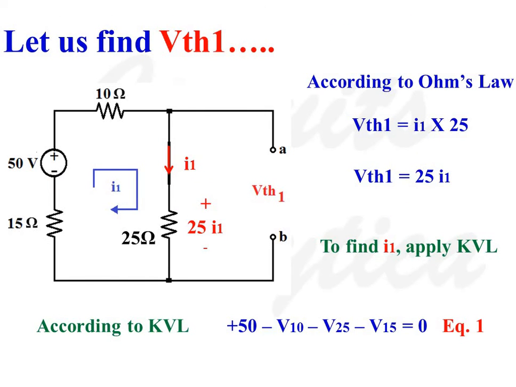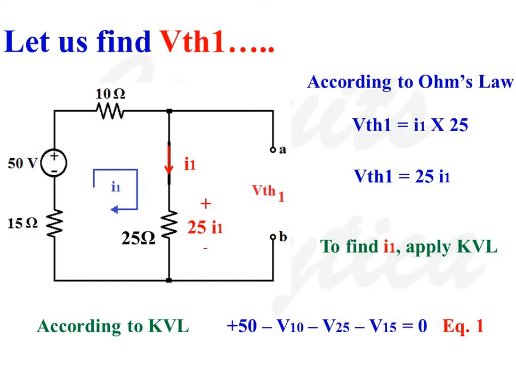Let us find VTH1. VTH1 is the voltage drop across the 25 ohms resistance. So according to Ohm's law, VTH1 is equal to I1 into 25, that is VTH1 is equal to 25 I1, where I1 is the current sourced by the independent voltage source of value 50 volt. To find I1, apply KVL.